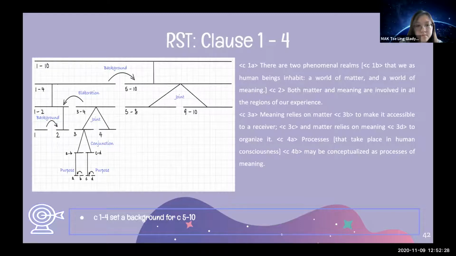Likewise, clause 1 also sets the background for clause 2, and it prepares readers to understand better what the writer meant by matter and meaning. Following clause 1 and 2, clause 3 and 4 elaborate on how matter and meaning interact.